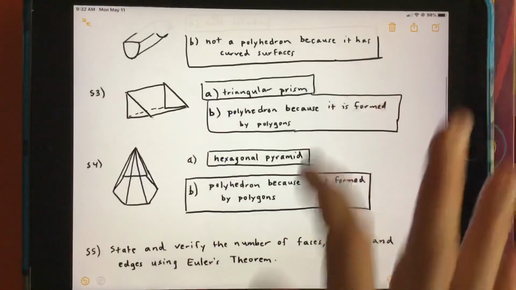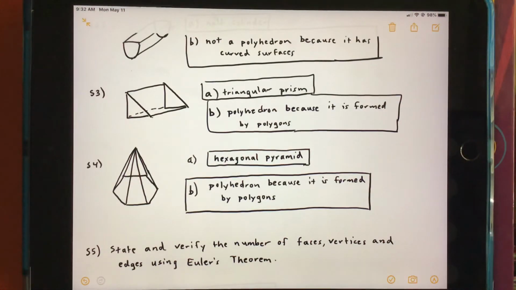Sample 3. We have two triangular bases and all the space captured in between those bases, therefore it's a prism. And because the bases are triangles, we will call it a triangular prism. It is a polyhedron because it is formed or bounded by polygons.